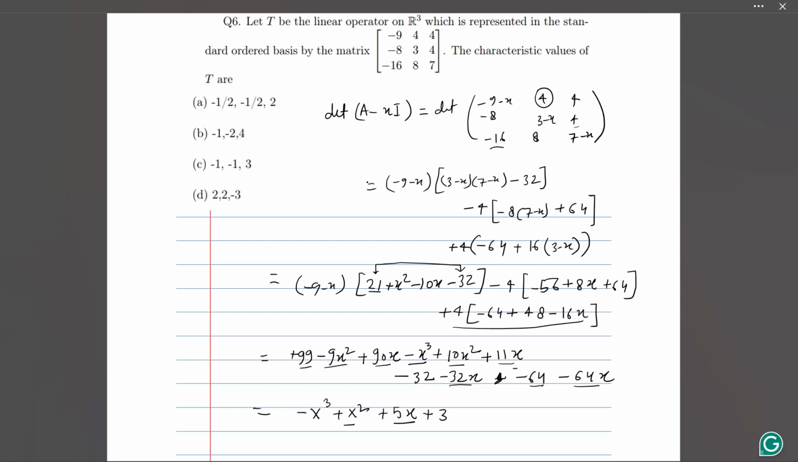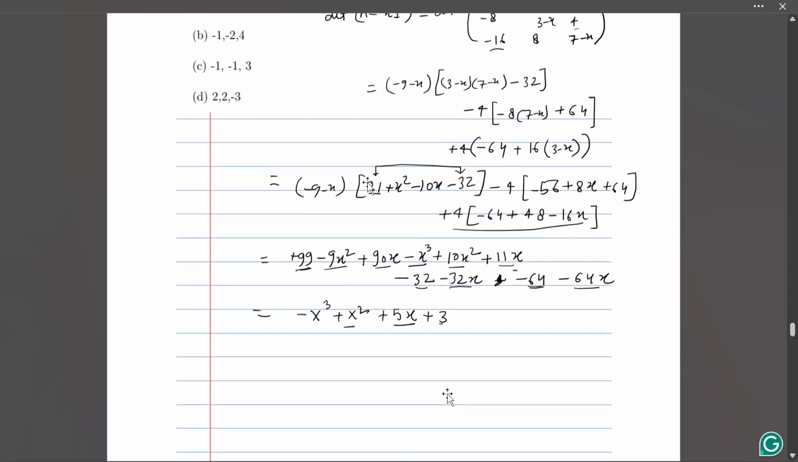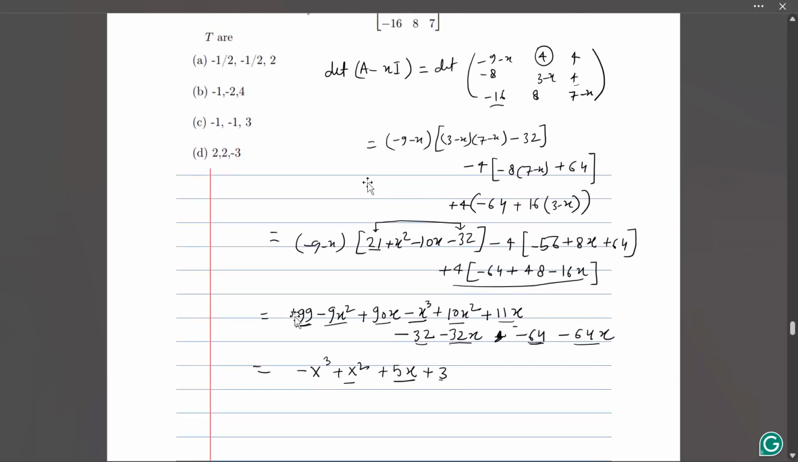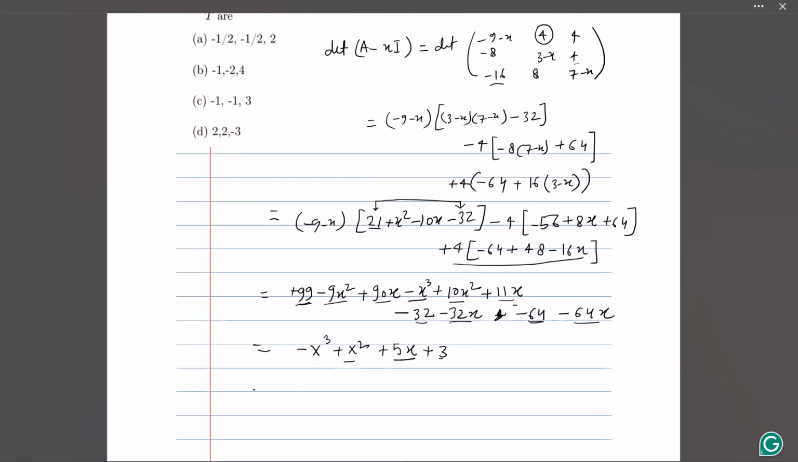Okay, again 32 and 64. This is 96, and we have 99 here. 99 minus 96 will become 3. So this is correct. So your characteristic polynomial is this. Okay, so let's verify this. I am writing here. It is minus of x plus 1 whole square x minus 3. I have checked it. You also check it if you will.